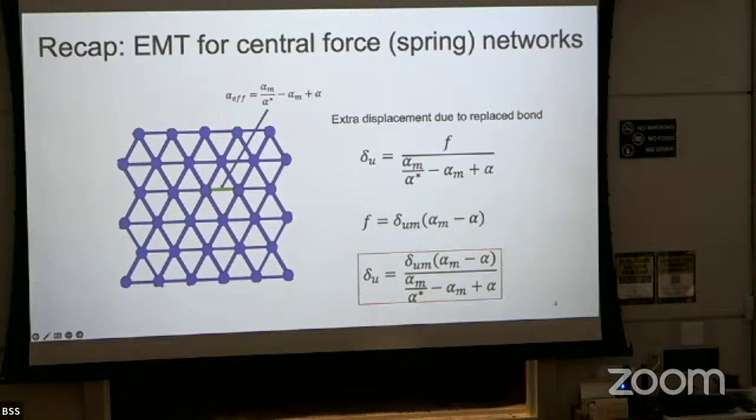No, this is only for the one bond situation. This alpha effective is only for the effective elasticity between a pair of nodes. So you don't do things sequentially, right? We are not doing things sequentially here, right?